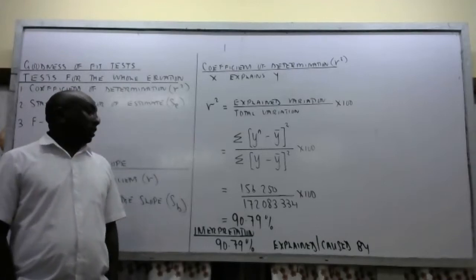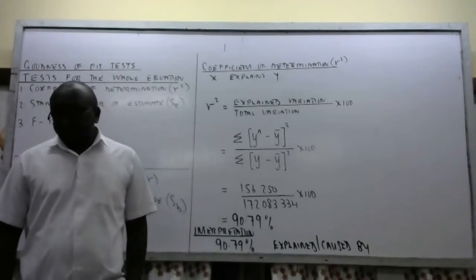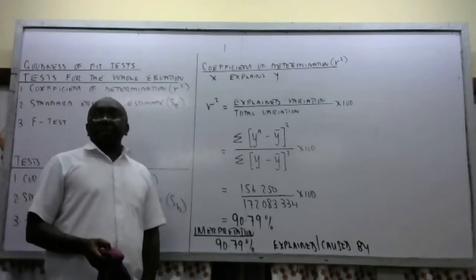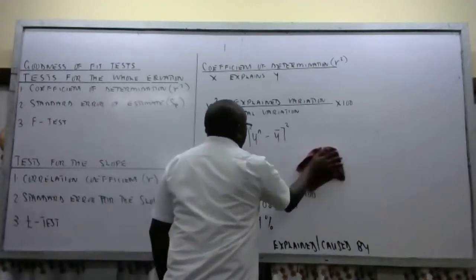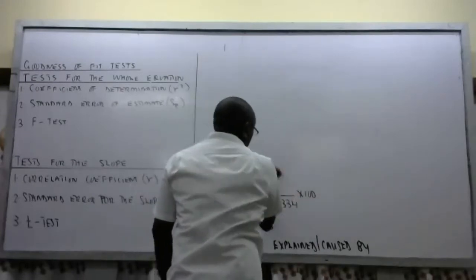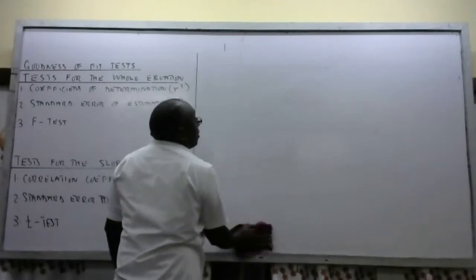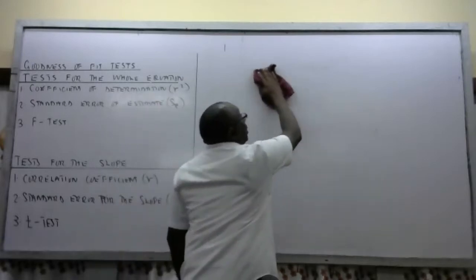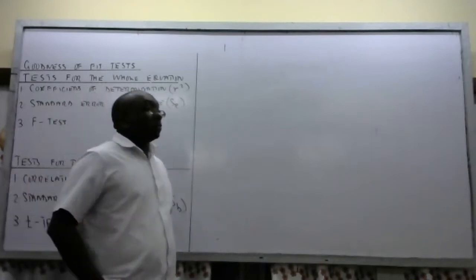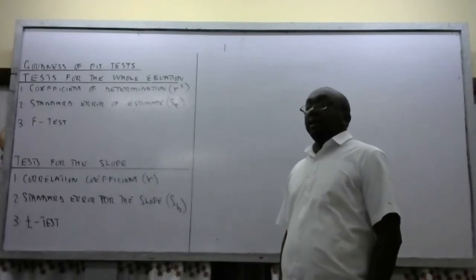Still on the same point, this is a very high value, and the relationship is acceptable. I see that it has passed 80%. Okay.